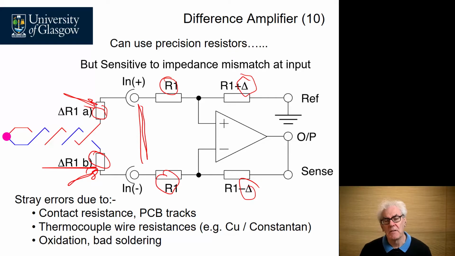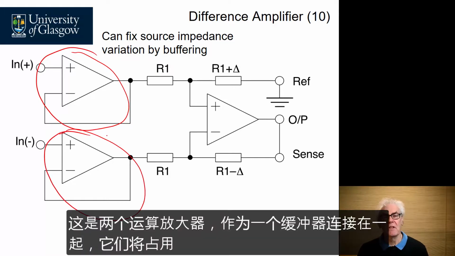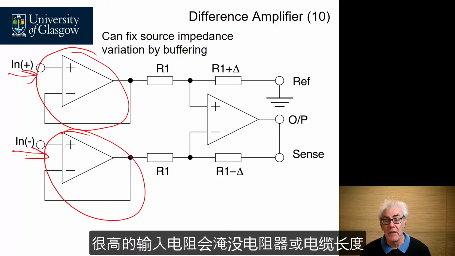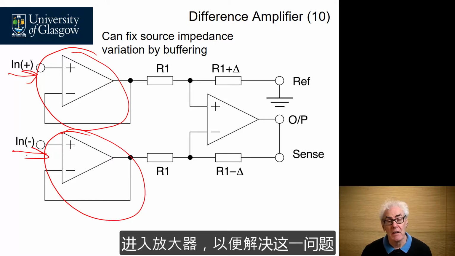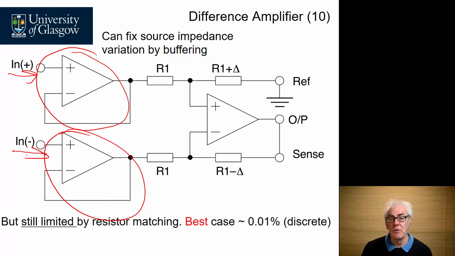How could we improve that? An obvious solution would be to use two buffer amplifiers. These are two op amps connected as ×1 buffers, and they would take away any variation in the resistance, because the input resistance looking in here and looking in here is very high. So any errors due to resistors or cable length would be swamped by a very high input resistance into the amplifier. So that would solve that one. However, it doesn't solve the resistor matching problem.